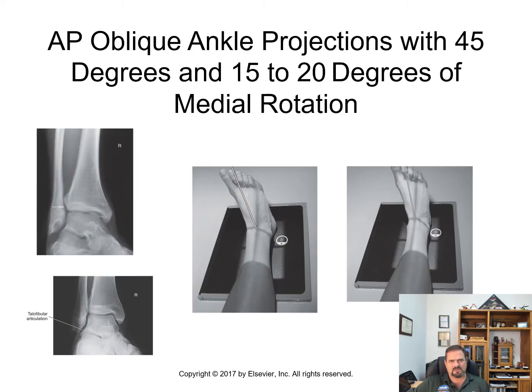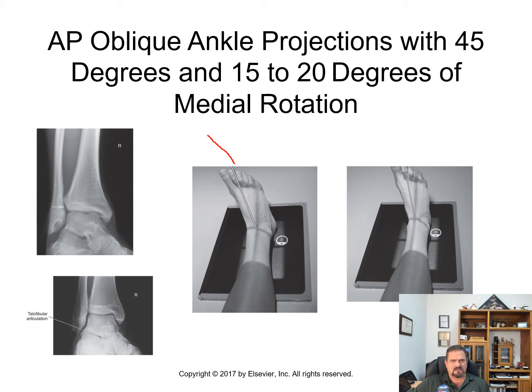All right, so AP oblique ankle projections with 45 degrees and 15 degrees of medial rotation. As you can see here, this is your medial rotation up here on this top representation. We're trying to find any fractures in the distal part of the tibia and also the fibula itself. But notice that this is a medial projection, and your collimation is going to have to be at an angle, about a 15 to 20-degree angle, so that you can get the angle of the foot as presented.